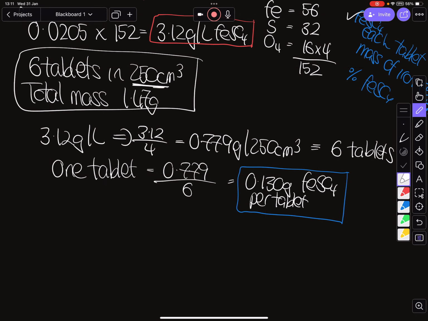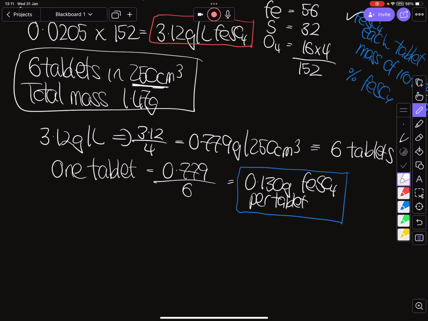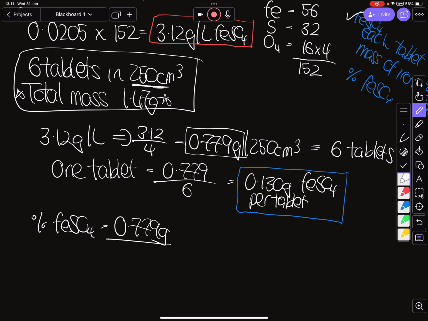There are two ways that you can do it. Our total mass was 6 tablets up here, so I'm going to stay with that, and we know that the mass of the iron sulfate is this value, so the percentage of iron sulfate is going to be 0.779 grams all over 1.47 multiplied by 100 over 1. And when I do that, I get 53.0% iron sulfate. So this is one of our answers to part 2.